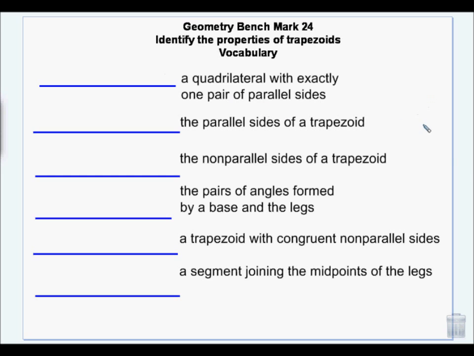A quadrilateral with exactly one pair of parallel sides is a trapezoid. The parallel sides of a trapezoid are called bases, and the non-parallel sides of the trapezoid are called legs. The pair of angles formed by the base and the leg are base angles.